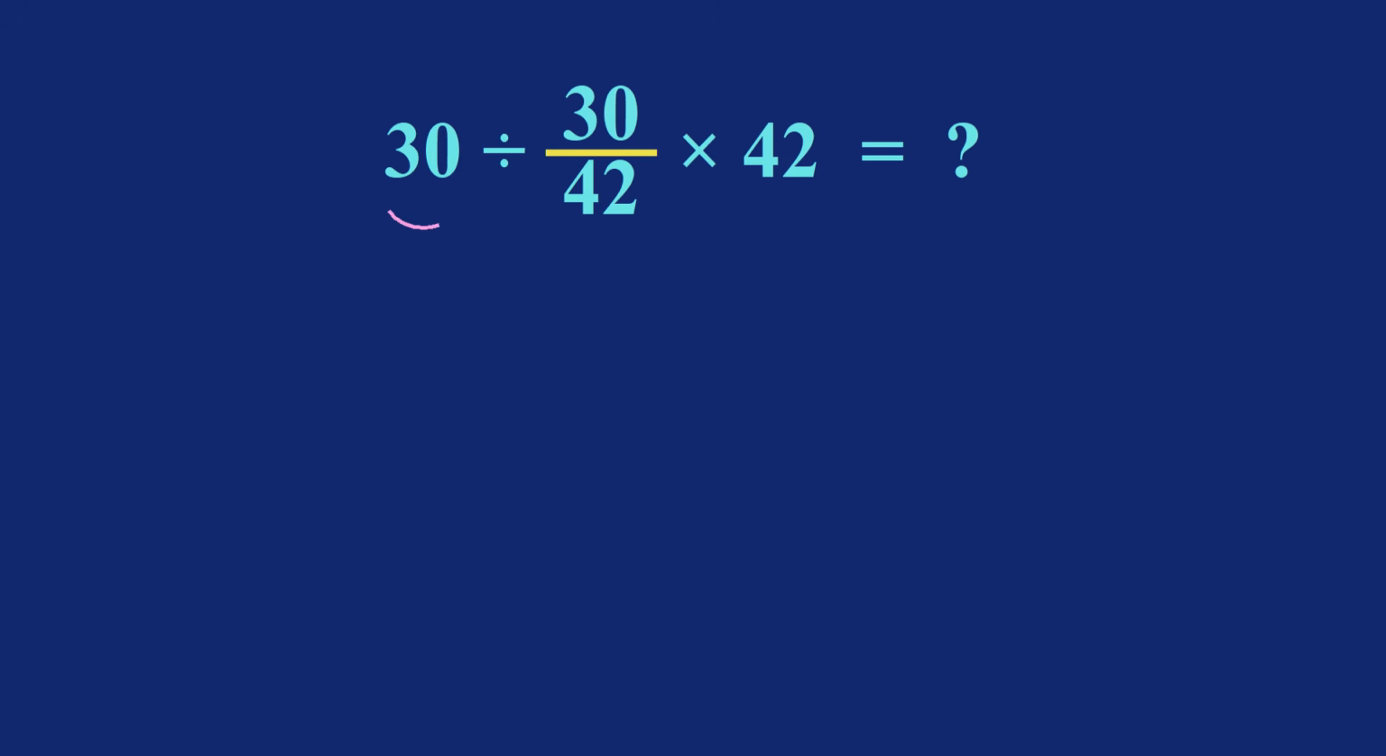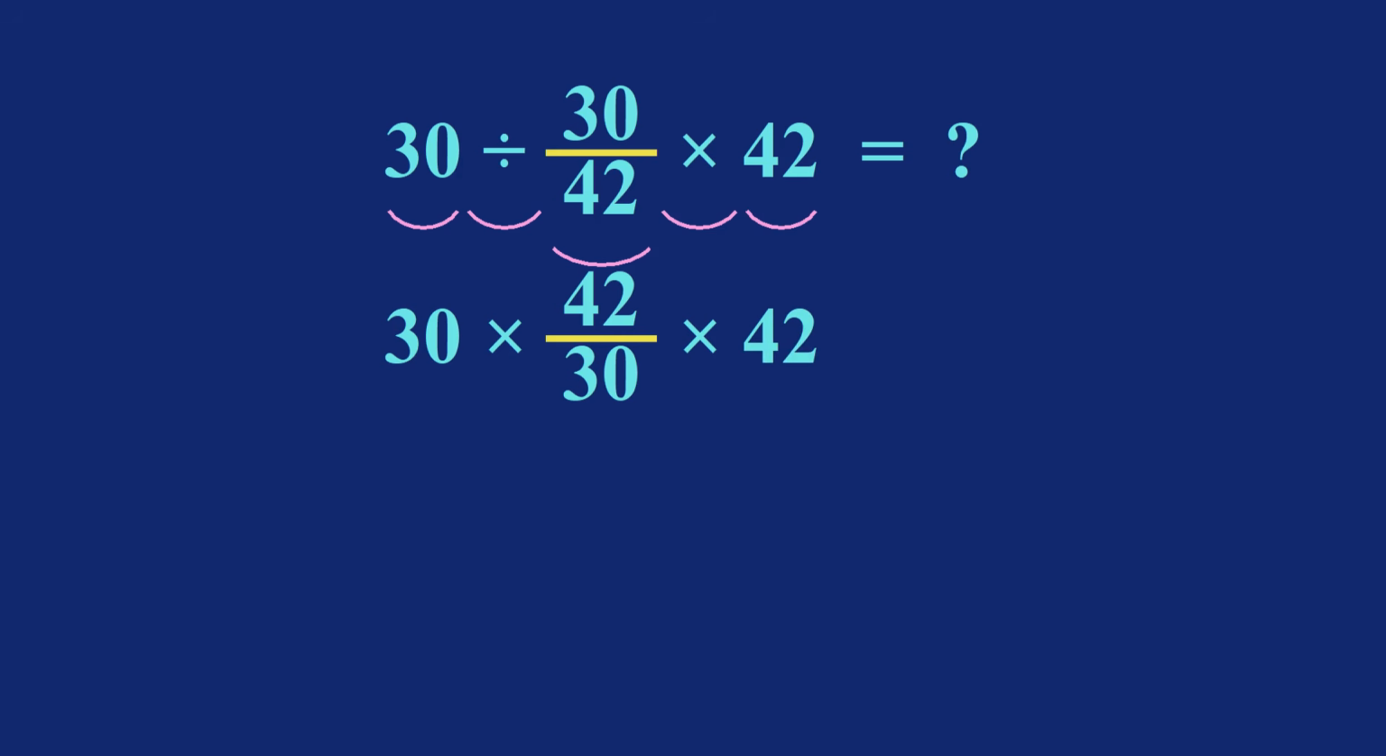30 divided by 30 over 42. To do this division, write down the 30, then change division to multiplication and flip this fraction to 42 over 30. And here again we have times 42. Now we have this new problem.